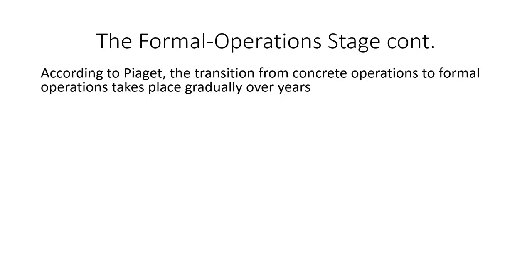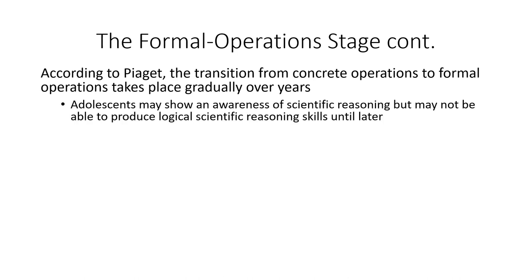Okay, let's talk about some of those, and what it comes down to. So according to Piaget, the transition from concrete operations to formal operations is something that takes place gradually over years. So adolescents show an awareness of scientific reasoning, even if they're not able to produce logical scientific reasoning skills until later. There's intuition and scientific reasoning that coexist then in older thinkers.